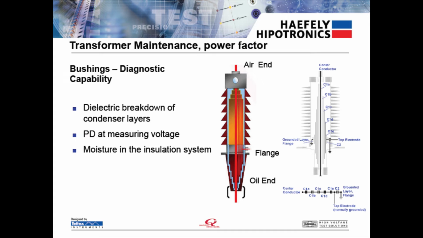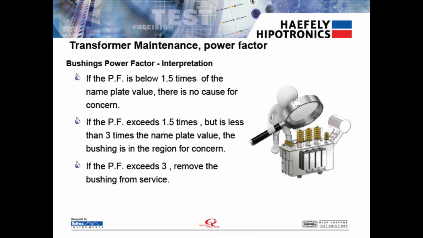So interpreting your power factor reading, if it's below 1.5 times the nameplate value, there's no cause for concern. But if it goes over that, up to 3, the bushing is in the region of concern. If the power factor exceeds 3, you should remove the bushing from service.